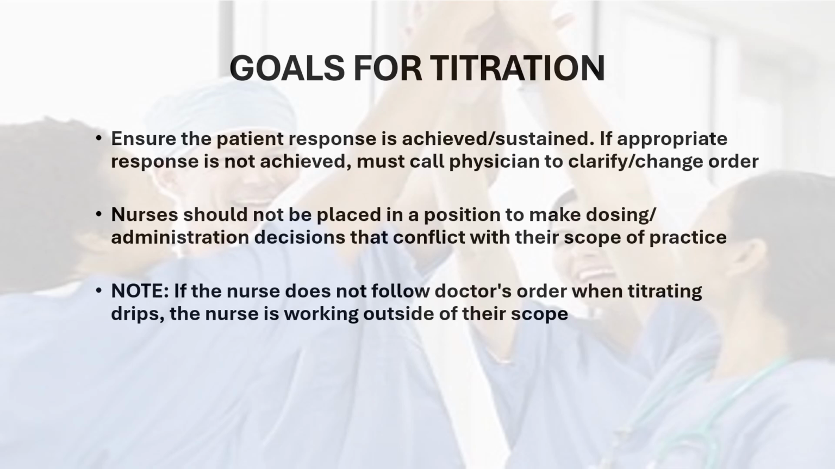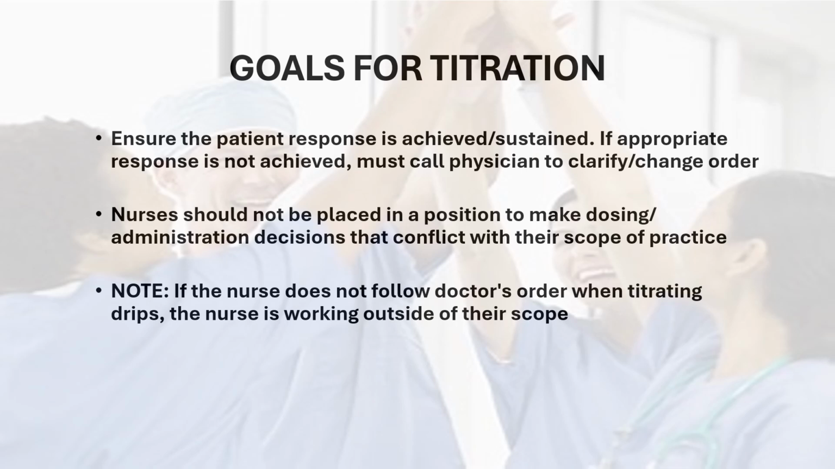Some important things to keep in mind when attempting to reach our goal for titration is if we've maxed out on a medication and we have not achieved the goal, then we must contact the physician immediately to get an alternate medication. Now, it is important that we communicate with our physician because we don't want to be working outside of our scope of practice.